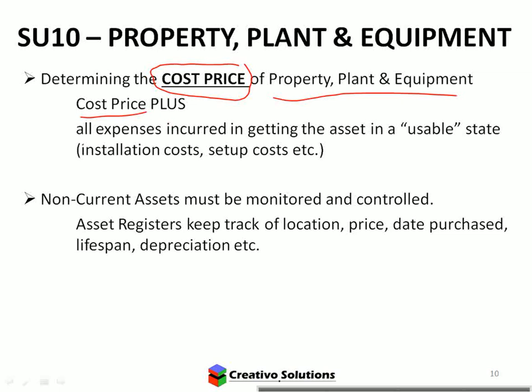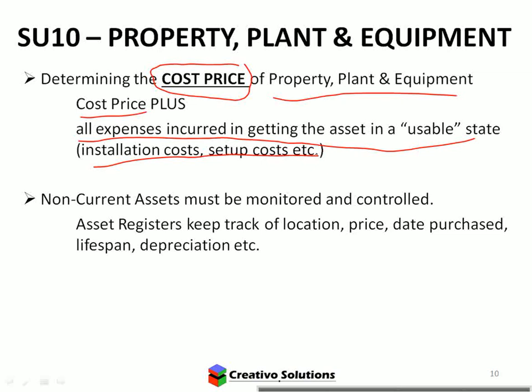Right, what am I going to do? I'm going to include all expenses that relate to installation and setup. Anything. So I can't use a machine if the machine hasn't been installed. I can't use a vehicle if the vehicle hasn't been delivered. I can't use equipment if I don't have it. Okay, so setup costs, installation costs, delivery costs to get the machinery, the transport of the actual asset would be part of the cost price.